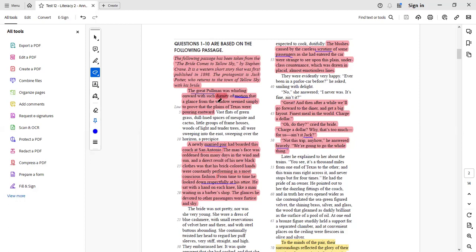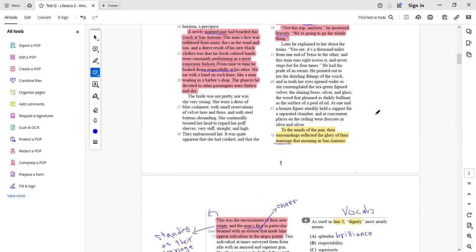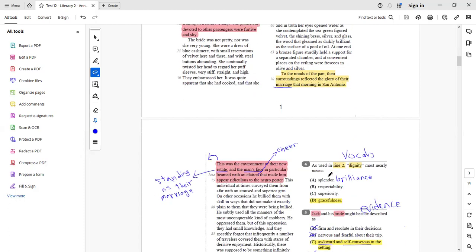Okay, so if we're going to look here at dignity, it describes the word motion. So we need something, a noun, that describes motion. If we're going to go to the word splendor, it means brilliance, something nice. It doesn't describe motion.